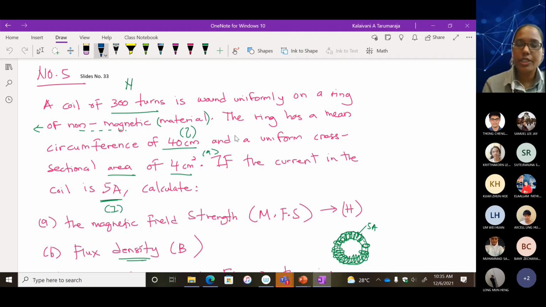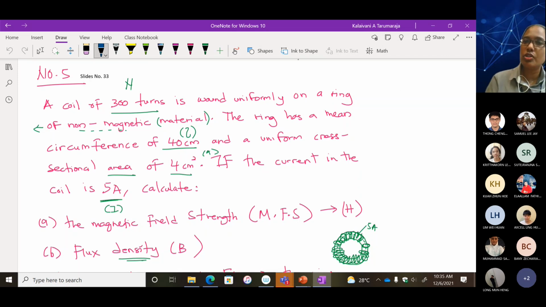At the same time, this shows the ring has a circular circumference of 40 cm. When they highlight a circular circumference of 40 cm, it is related to your length. And a uniform cross section of 4 cm squared. At the same time, they already specify the area of the circle. And if the current in the coil is 5 ampere, so they already specify a current for us. So you just take note of the ones that you need.